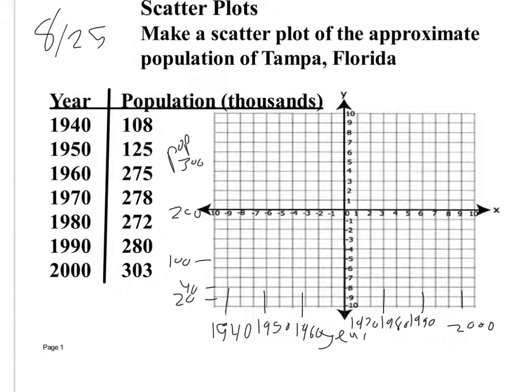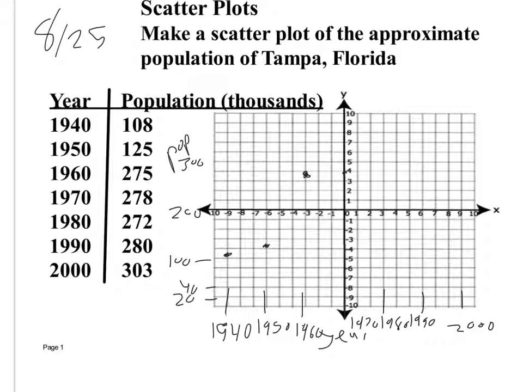Then we graphed it. So we go 1940 and 108, right about there. 1950 and 125, right there. 1960 and 275, right about there. 1970 is there in the middle. It's at 278, so it's just going to be a little bit bigger than that.